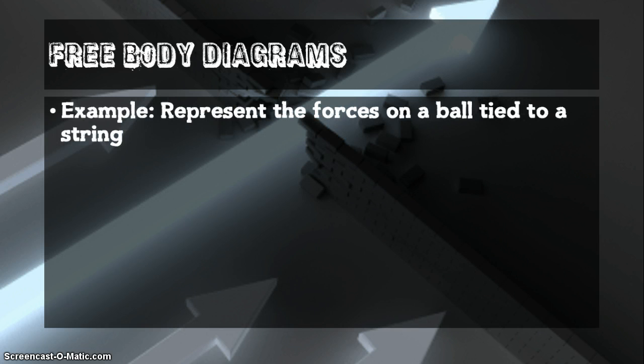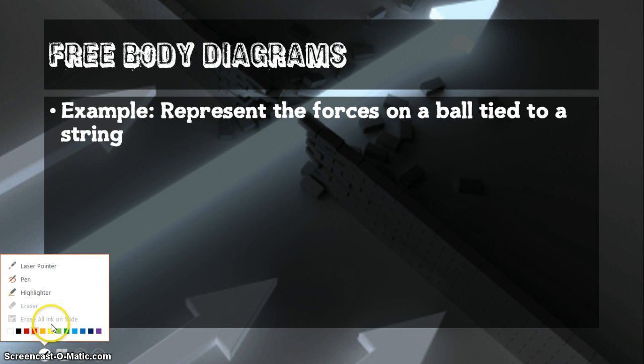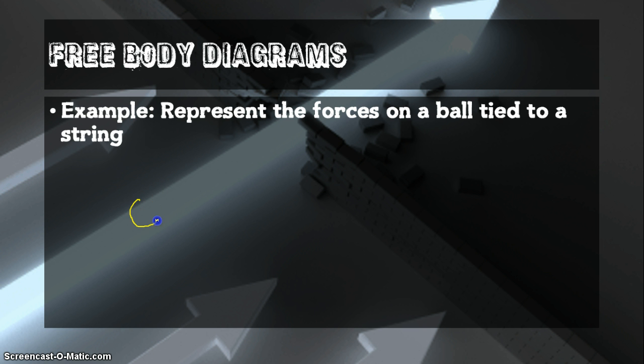So let's take a look at representing forces on a ball tied to a string. If we had a ball here and a string holding it up, first we'd have to define our system, and since we're saying the force is on a ball, the system right here, and you don't have to draw a dashed line around it every time, I'm just doing this to show you how we choose our system. The system is going to be that ball. So you're going to draw a dot here, or a box, or some sort of shape that you feel comfortable drawing arrows with.